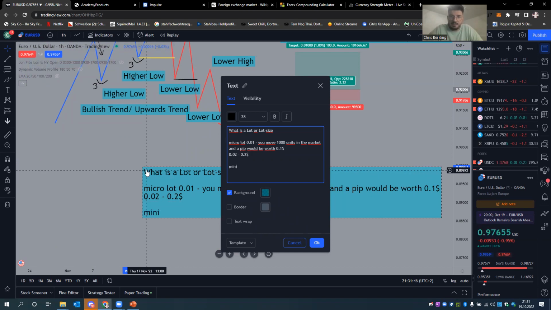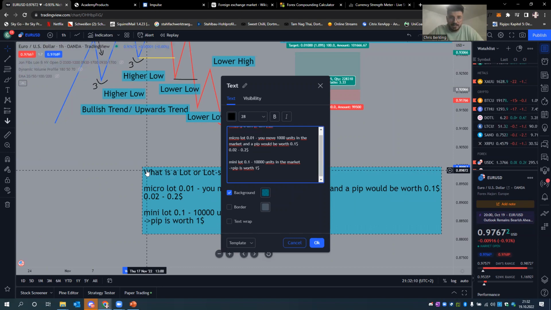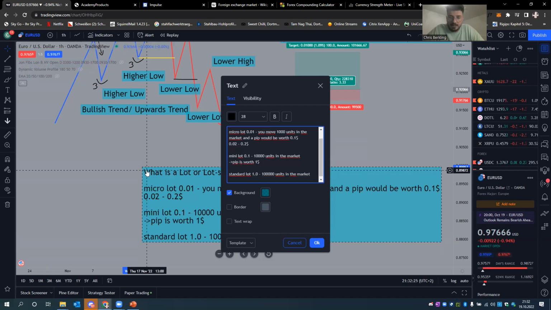The next bigger one is a mini lot, and you move, if I recall it right, 10,000 units in the market. A pip would be worth $1 per pip. And then the next biggest one is a standard lot, which is 1.0. It's 100,000 units in the market, and the pip is worth $10.